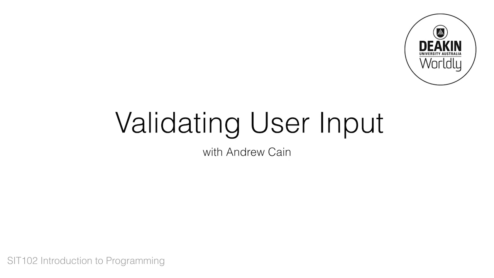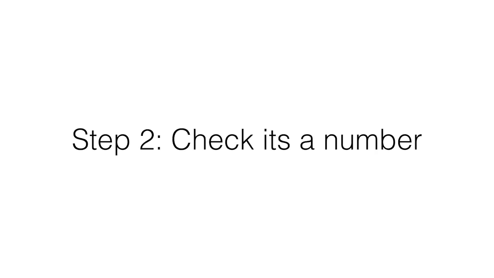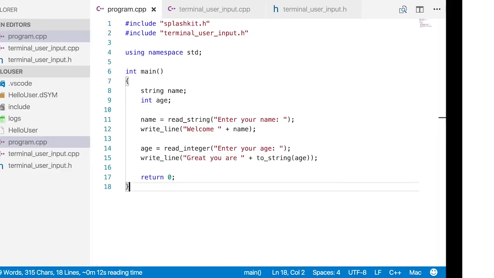In this video, validating user input, we're going to have a look at using control flow to make sure our terminal user input functions succeed without failing. So we're going to extend the Hello User program, the version where we've separated out the terminal user input functions into their own header file and CPP file. And what we're going to do is make sure that we can read a number in without it crashing. If you remember, when we used read integer, if the user typed text, then the program crashed. We can use control flow to help fix that situation.